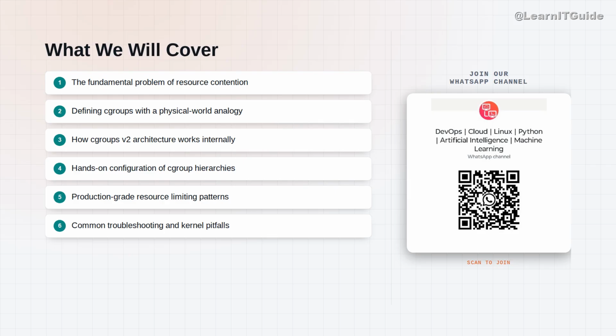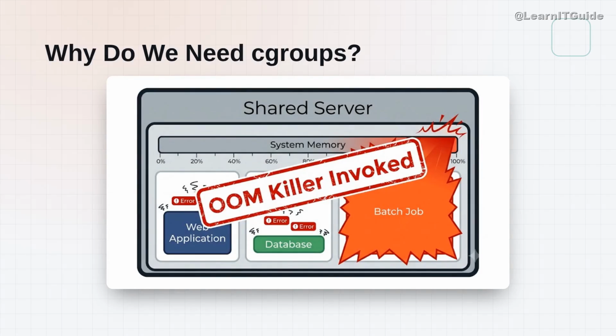Let us get started. So why do we even need cgroups? Think about a shared server running a web application, a database, and a background batch job. Without cgroups, if that batch job goes into an infinite loop or starts a massive memory leak, it will consume every available byte of RAM on the system. The kernel will eventually be forced to invoke the OOM killer, or out-of-memory killer, to start terminating random processes just to stay alive. That is a disaster for production uptime.